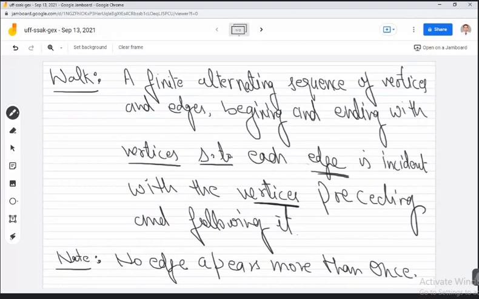Some books say that a walk is just an alternating sequence of vertices and edges beginning and ending with vertices such that each edge is incident with the vertices preceding and following it, and no edge appears more than once, according to the Narsingh Deo book and some other standard books. But some books follow the other way, where an edge may appear more than once. According to us, we will take only those walks in which no edge appears more than once, but the vertex may appear more than once.